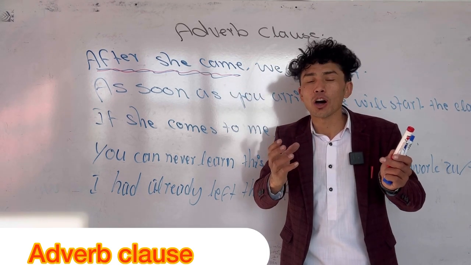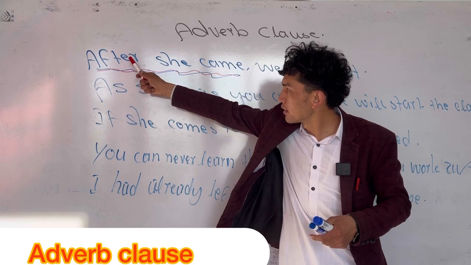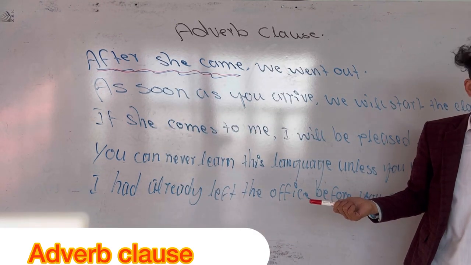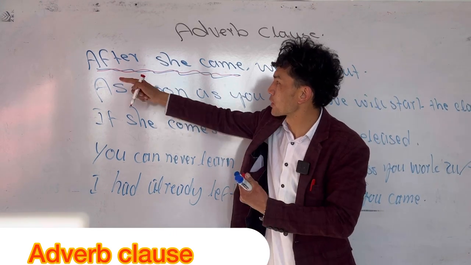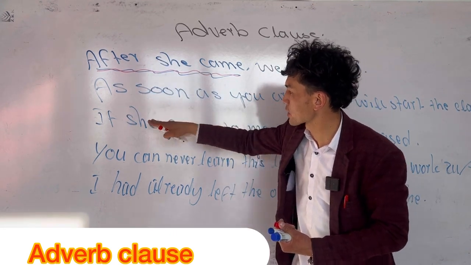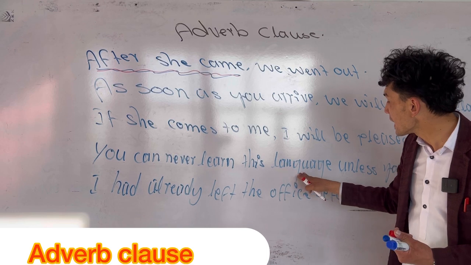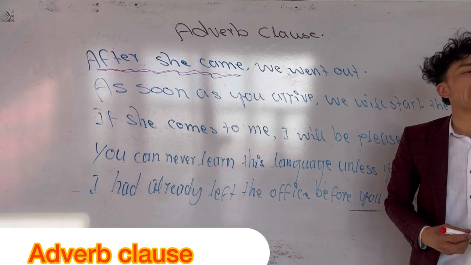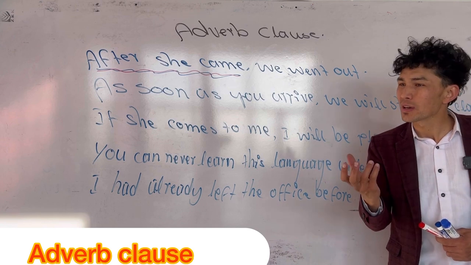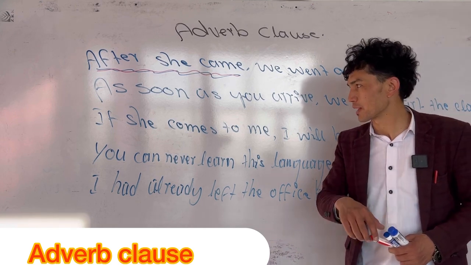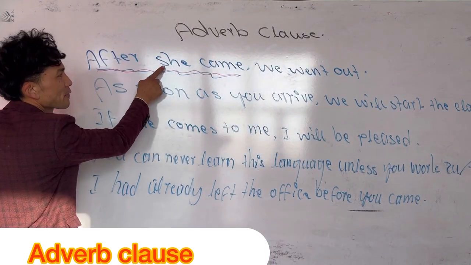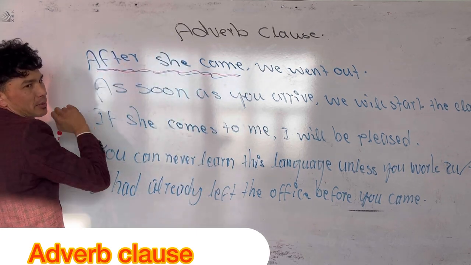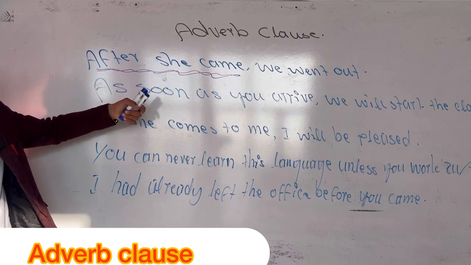And one more thing you have to keep in mind. Adverb class always starts with what? You understood? What are these called? What is after? And what is as soon as? What is if? What is unless? What is before? Subordinating conjunctions. Do you know subordinating conjunctions were studied in level 2 in the lower class? That is all. After she came, we went out. This part is called what? Adverb class. It shows when an action happens.